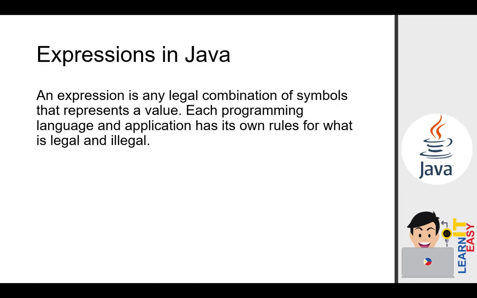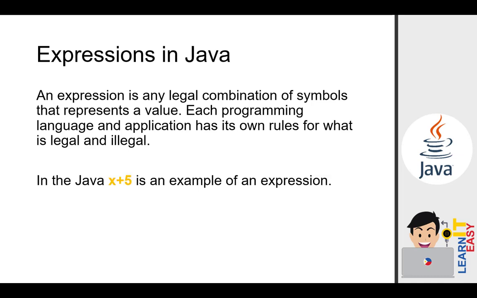We have expressions in Java. An expression is any legal combination of symbols that represents a value. Each programming language and application has its own rules for what is legal and illegal. In Java, x plus 5 is an example of an expression. If you can still remember nung lesson 4, nung nag-discuss tayo about sa mga arithmetic operators, we discussed kung paano mag-create ng mga mathematical expressions gaya ng x plus 5. This x plus 5 is tinatawag nating expressions at sila yung pinakamadaling example of process sa isang programming language like Java.